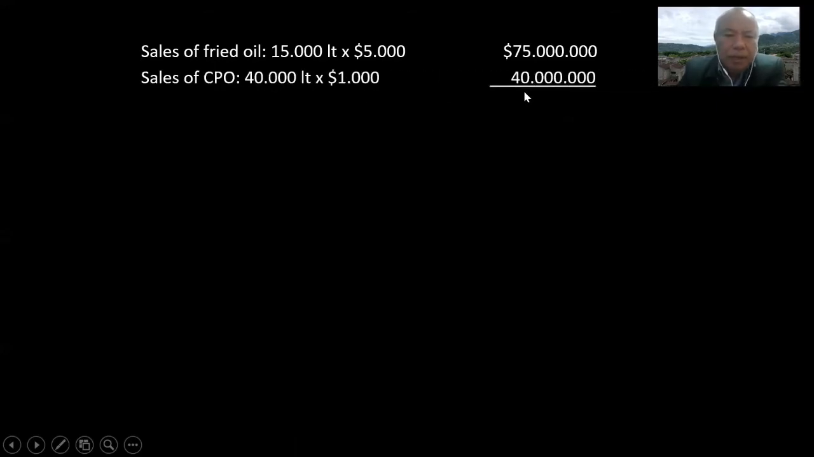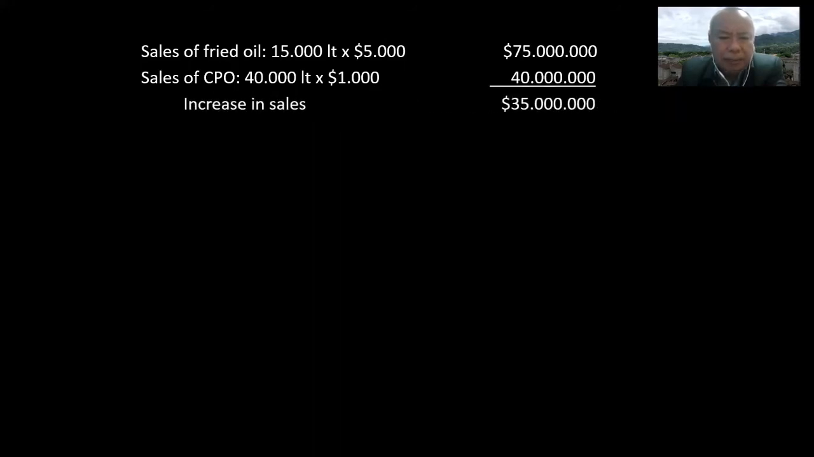And then minus the sales of CPO. This is sales of CPO, or revenue from CPO, because we produce CPO 40,000 liters. The CPO price is 1,000. So we find 40 million revenue of CPO. And then if we sell in terms of fried oil, there is additional revenue of 35 million.